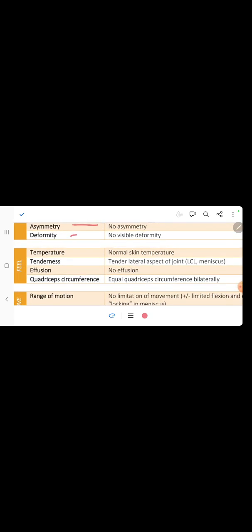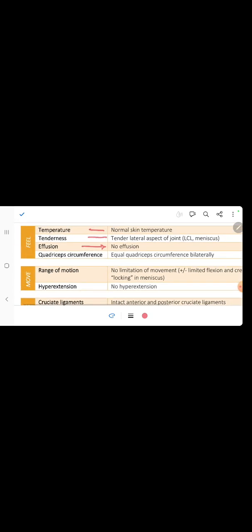Then on palpation we have to feel temperature and tenderness. In this case, this is a case of LCL and meniscus injury, so there is tenderness over the lateral aspect of the knee joint. Effusion, we can do the patellar tap test. Quadriceps circumference is equal here, as these are usually affected in chronic cases, so equal quadriceps circumference bilaterally.